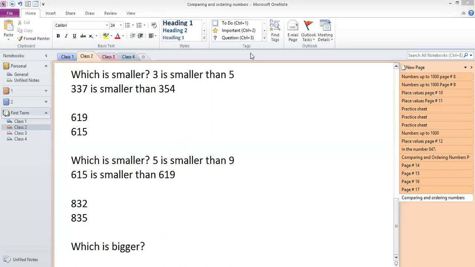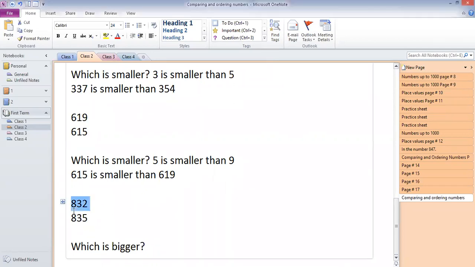Five. 835. How do you know? You compare the hundreds first. 8, 8. 8 is same on the hundreds place. Then you will compare the tens. 3, 3. 3 is also same on the tens. Now you will compare the ones. On the ones, it is 2 and it is 5. So 5 is bigger than 2. You will say, sir, 5 is bigger than 2.